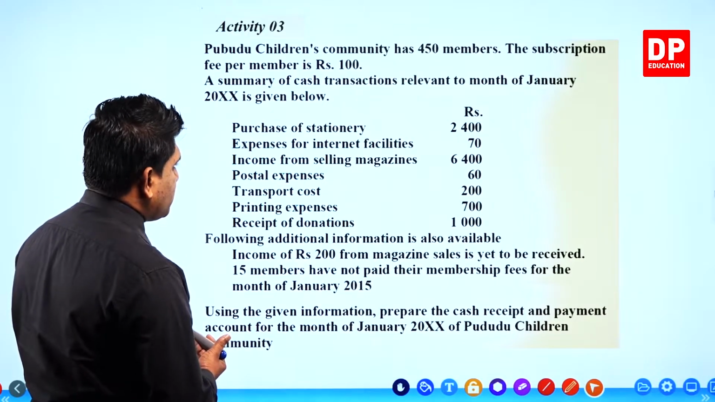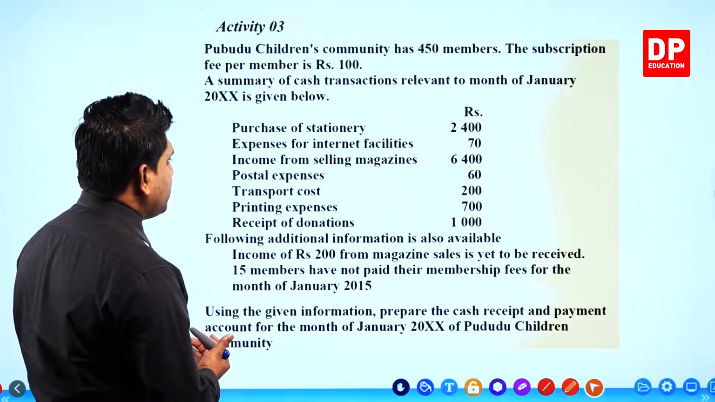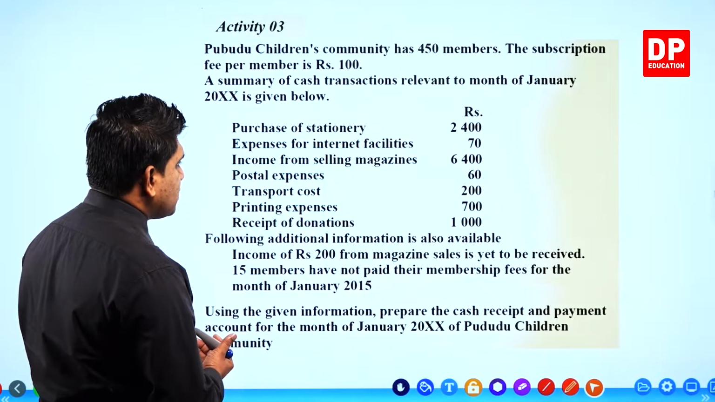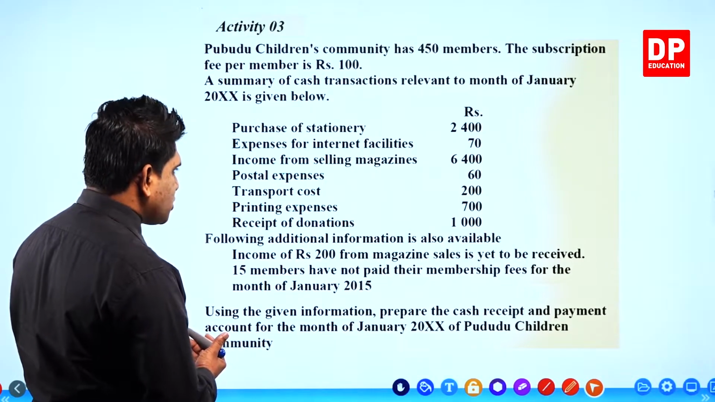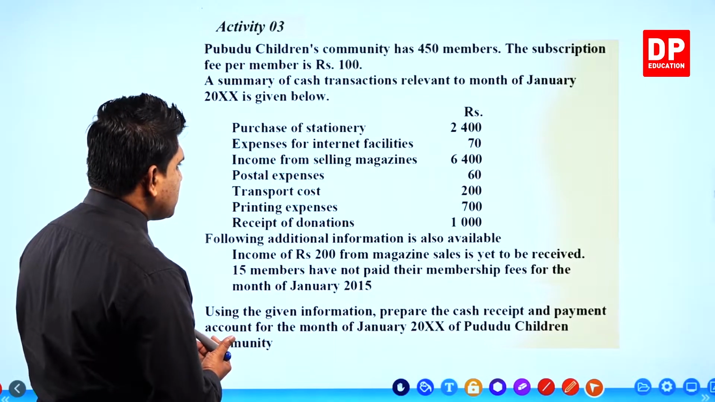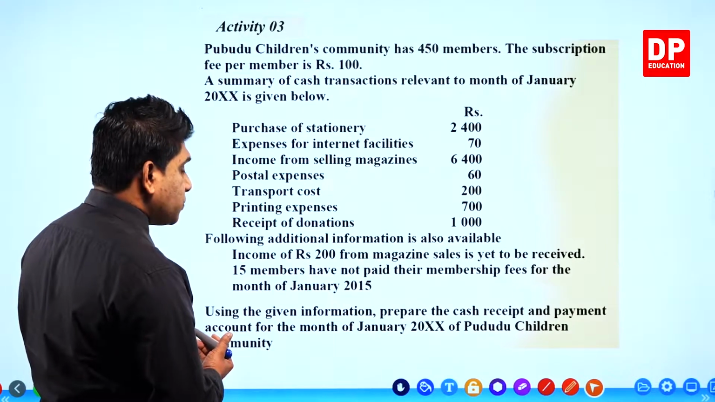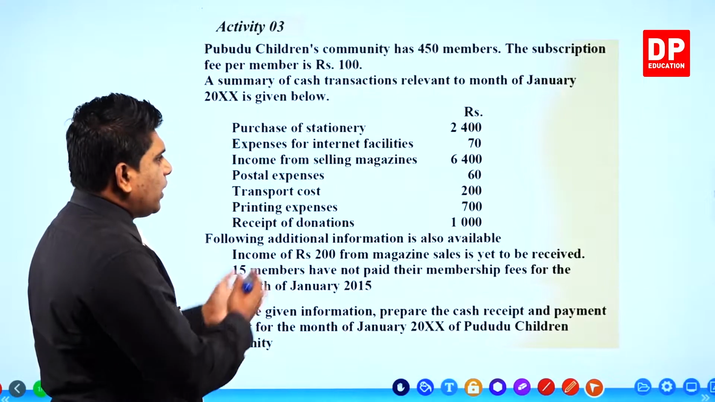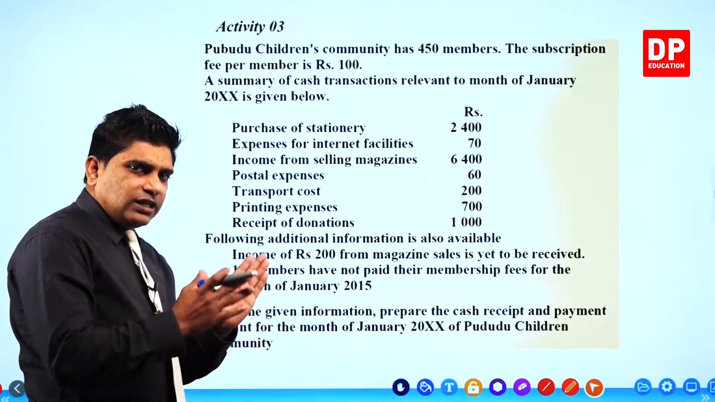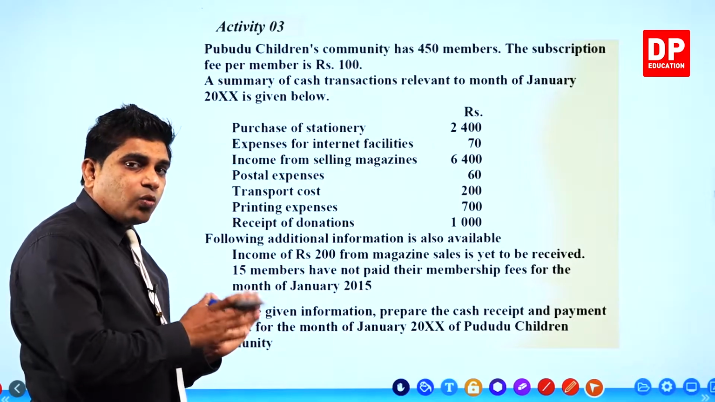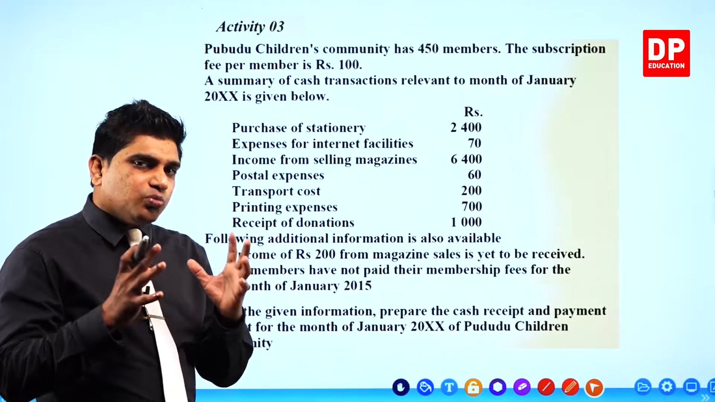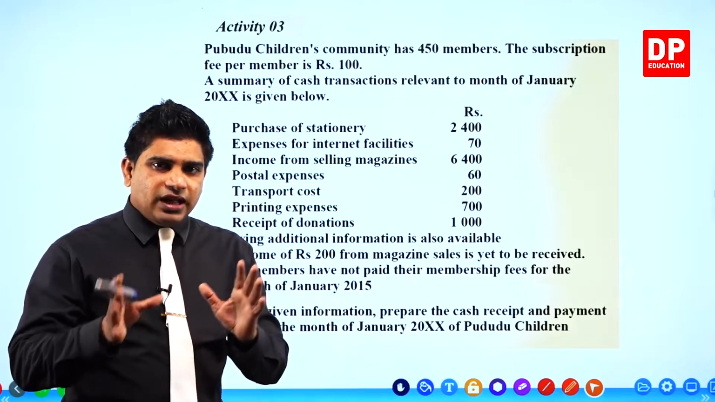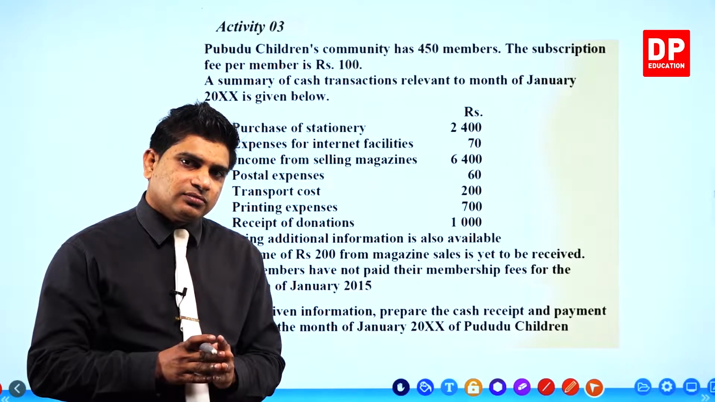Purchase of stationery 2400. Expenses for the internet facilities 70 rupees. Income from selling magazines 6400. Transport cost 200. Printing expenses 700. Receipts of donation 1000 rupees. When we analyze these, you can see what are the expenses, what are the income, or rather, what are the received money, what are the paid money. Here we consider only the cash movements, right? Receivable income, receivable expense, payable expense are not recorded here, right?